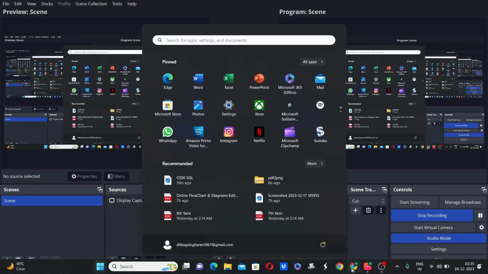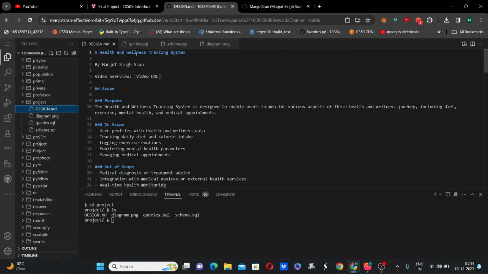The title of my project is Health and Wellness Tracking System. First of all, let's discuss the structure of the project. Under the project directory, I have four files: a markdown file, an image of the ER diagram, a queries.sql file, and a schema.sql file. So let's discuss the design.md file.